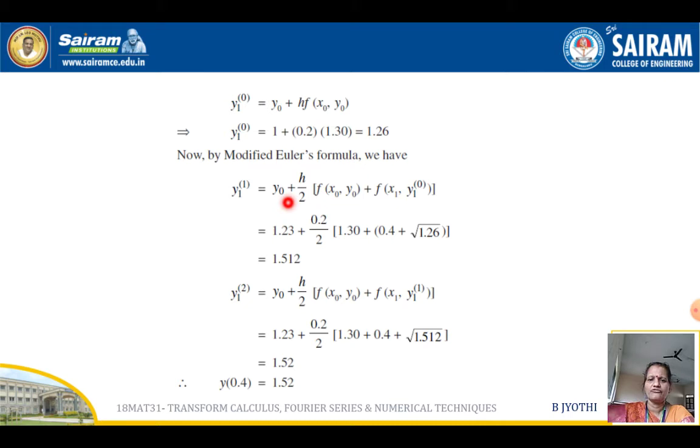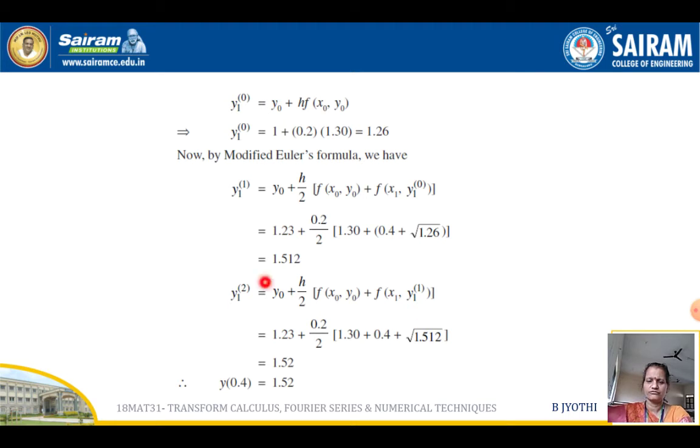Now, by modified Euler's formula, we have y1 of 1 is y naught plus h by 2 into f of x naught y naught plus f of x1 y1 of 0, which gives 1.23 plus 0.2 by 2 into 1.30 plus 0.4 plus root of 1.26, which is 1.512.